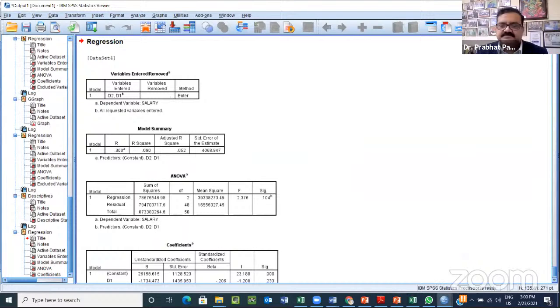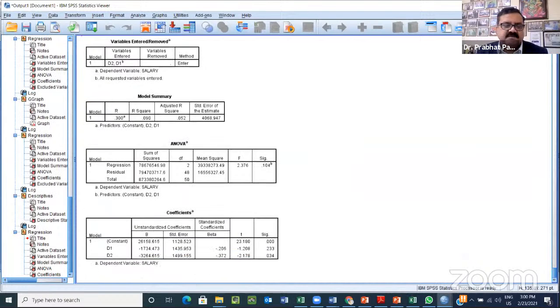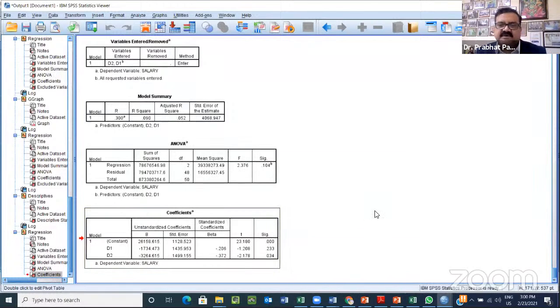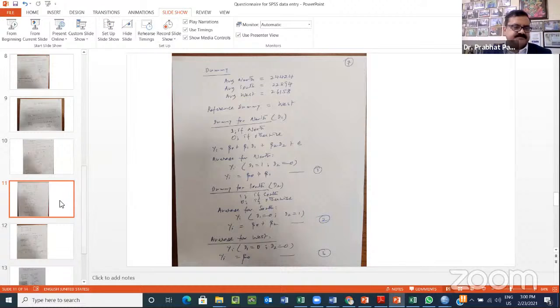And we say, okay, where is the result? So let's not describe this ANOVA and model summary. First, we focus on the coefficients because we have to understand the concept of dummy first. So here you see the constant, that is the beta 0 value, is how much? 26158. And D1 value is minus 1,734 and D2 is minus 3,264.